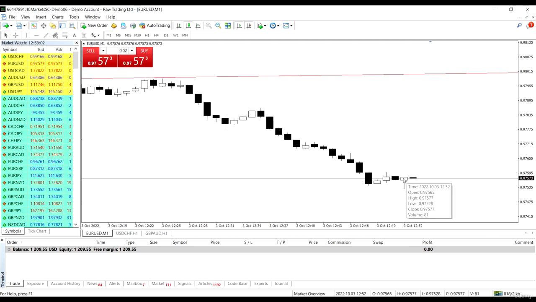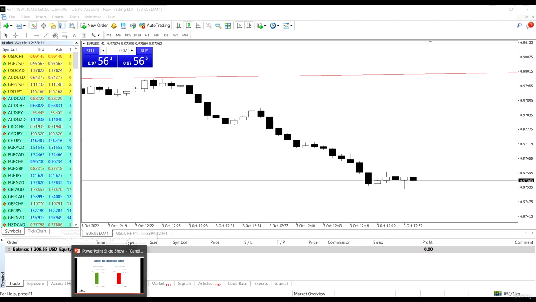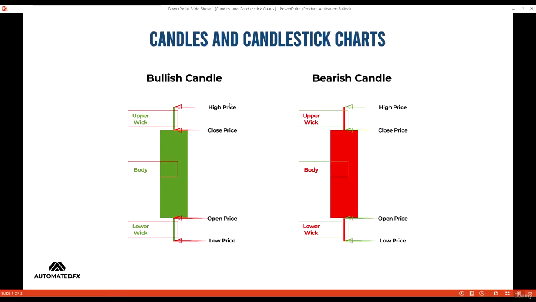And now as you can see, this one ended in favor of the buyers because it ended as a white candle. Okay, so that's the concept of candlesticks. Some will finish in favor of the buyers, which are called the bullish candles, and some will finish in favor of the sellers, which are called the bearish candles. Okay, so that's a basis for you. Now this is an example of a typical bullish candle, and this is an example of a typical bearish candle.